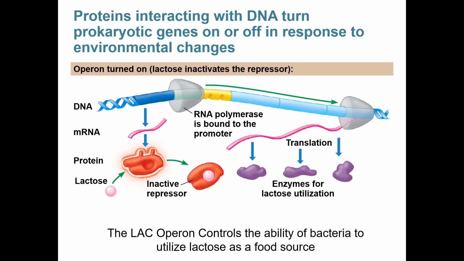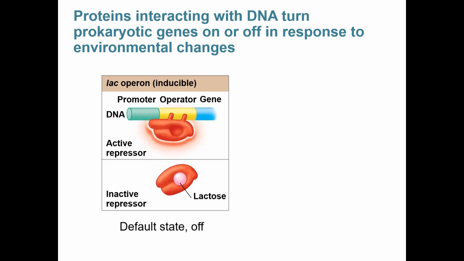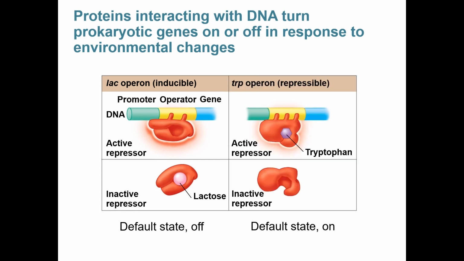This type of operon is what we like to call an inducible operon. This means that the default state is off, but that expression can be induced by the presence of something in the environment. The other major class of operon is a repressible operon. In this case, the default state of the operon is on. The presence of a specific molecule in the environment can turn off or repress the operon. The trp operon is a classic example of that, where the presence of tryptophan in the environment turns off the downstream genes.